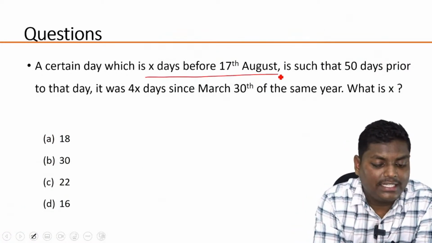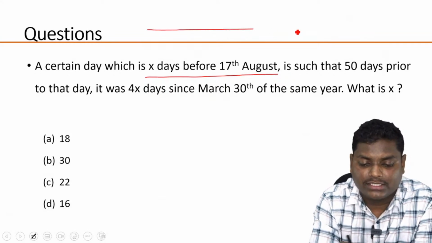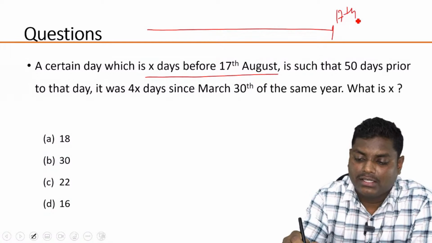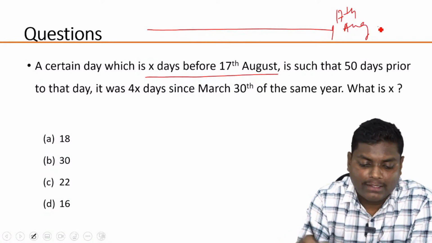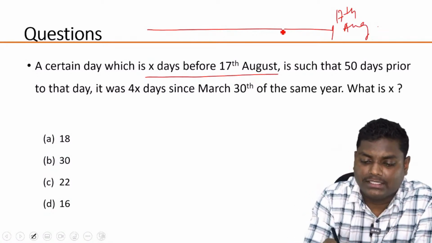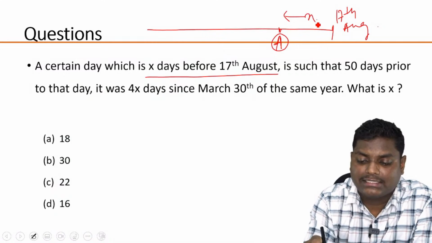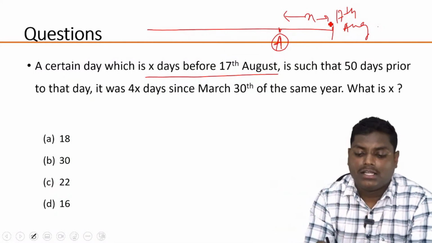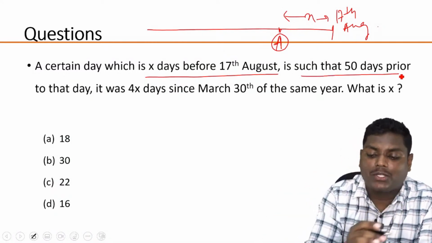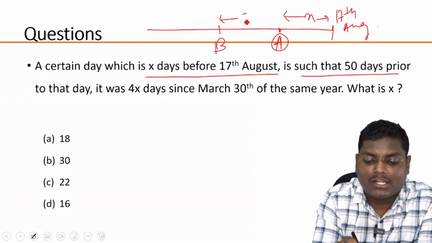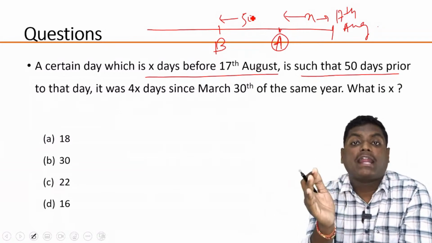It is saying a certain day which is X days before 17th August. First, take a timeline, fix the 17th August. Now it is saying X days before 17th August. So let's say that particular date is A, and this is X days. Now again it is saying 50 days prior to this. So we'll be having another day B, which is 50 days prior to this. Prior means before it.